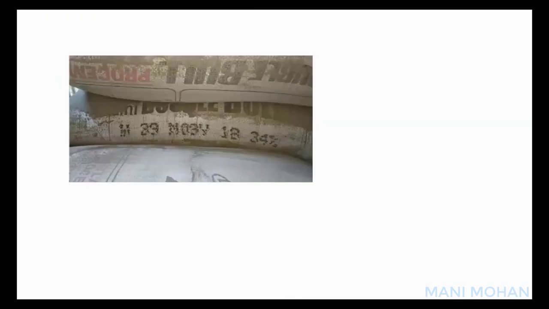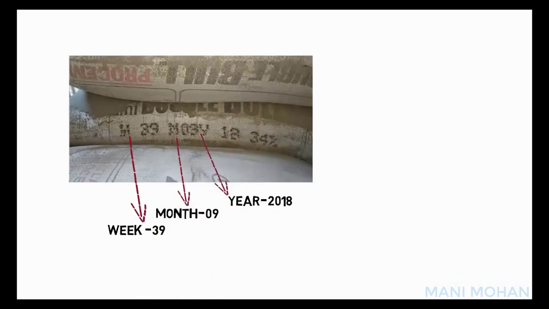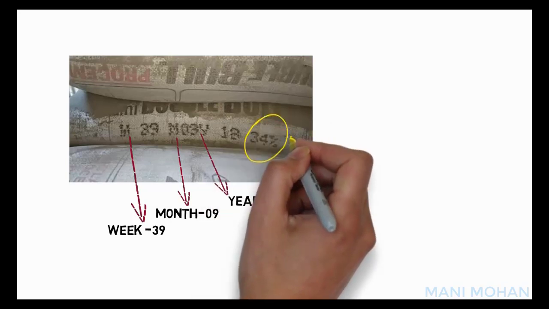We'll consider a last example now with Emami Double Bull Pro Sem Cement. This is a PPC cement. Here we have week 39, month 9, year 2018, and fly ash added is 34%.